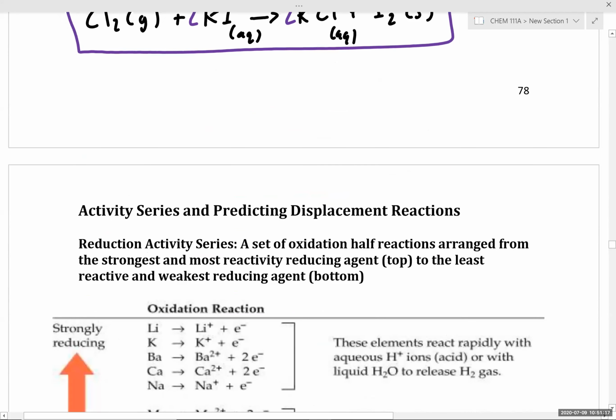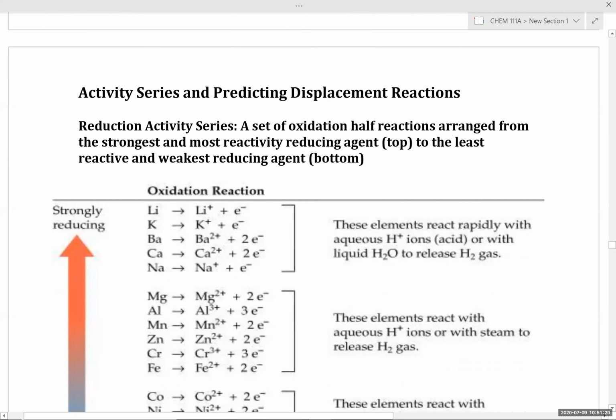Okay. So let's talk a little bit about how do I actually predict whether a displacement reaction will occur? We've sort of been taking that at face value, but just like precipitation reactions, we actually have a series of tools to explain and predict when a displacement reaction occurs and when it does not occur. So the reduction activity series, which is this giant table below, is a set of oxidation half reactions arranged from the strongest and most reactive reducing agent to the least reactive and weakest reducing agent on the bottom.